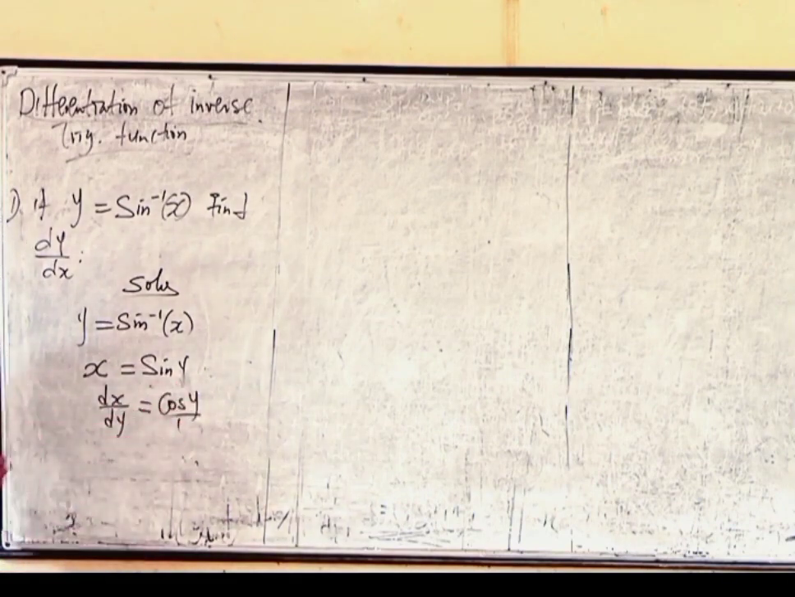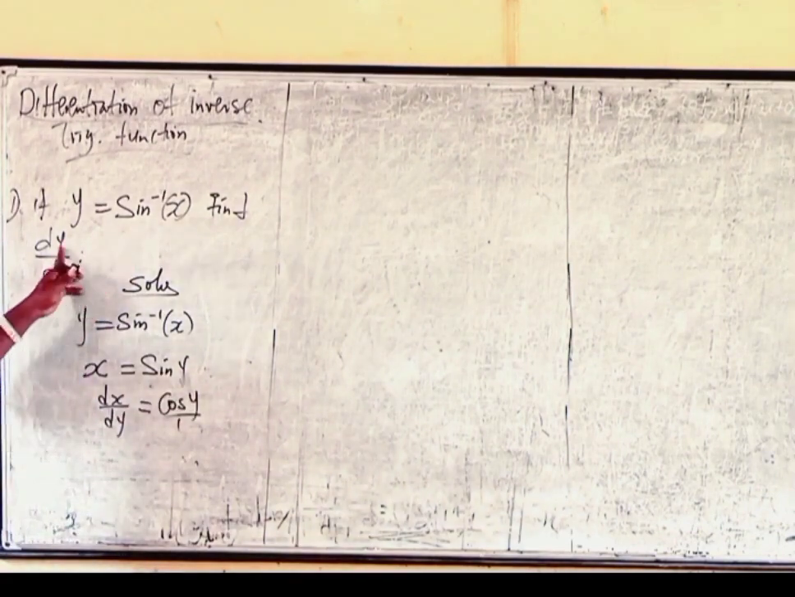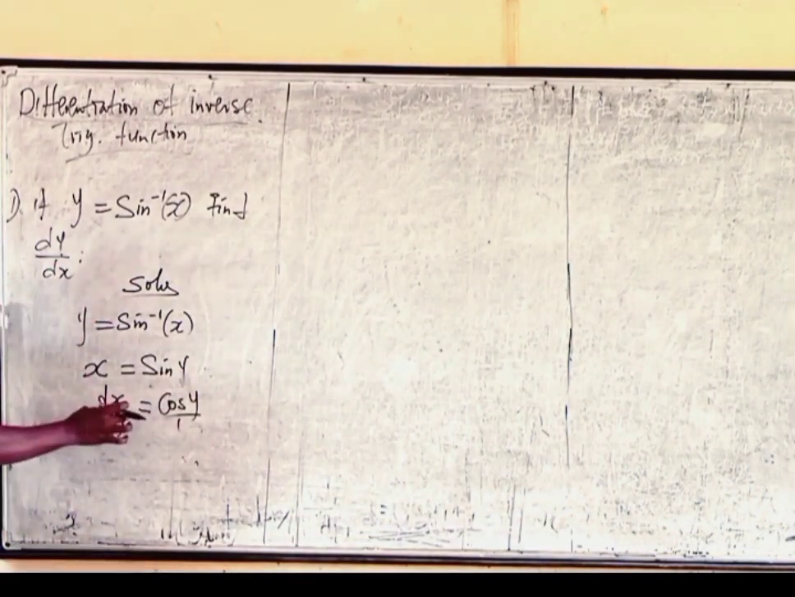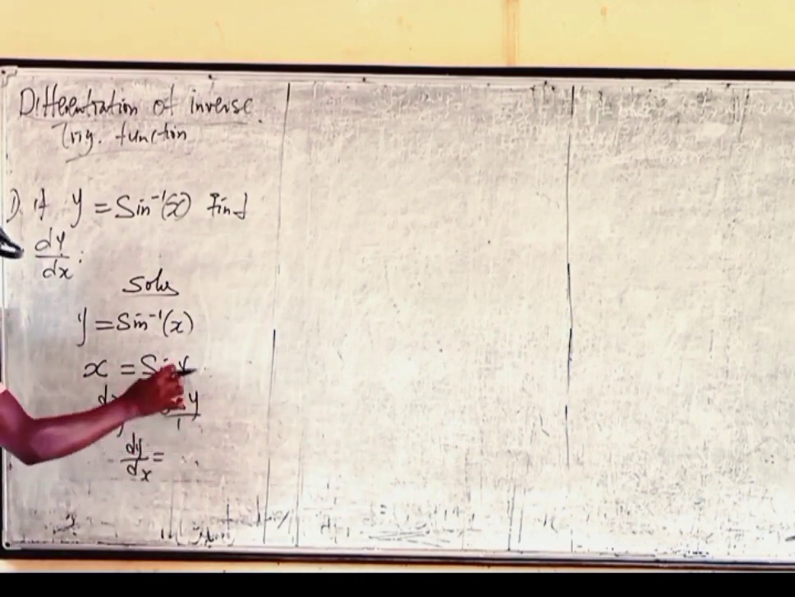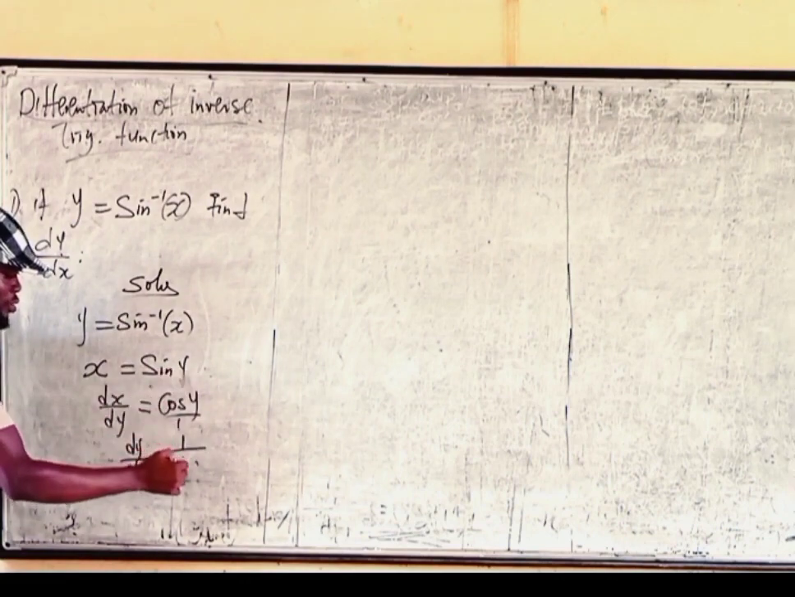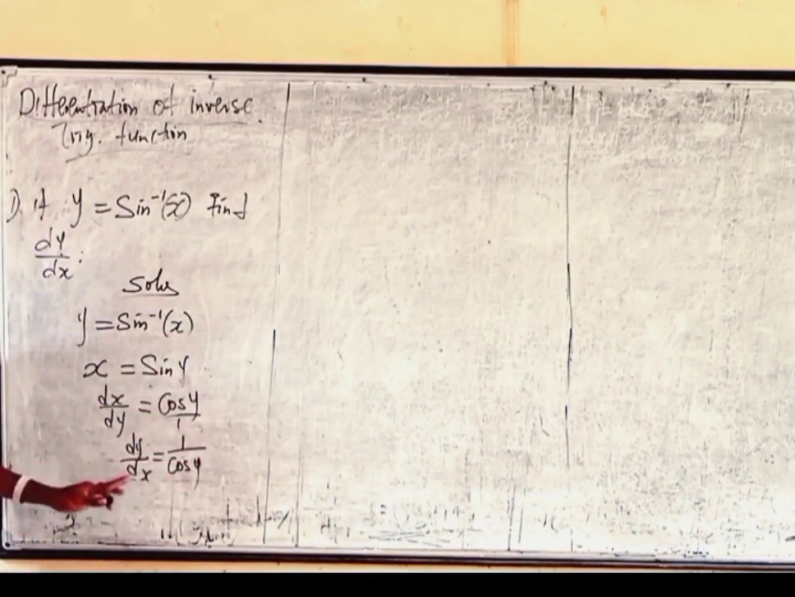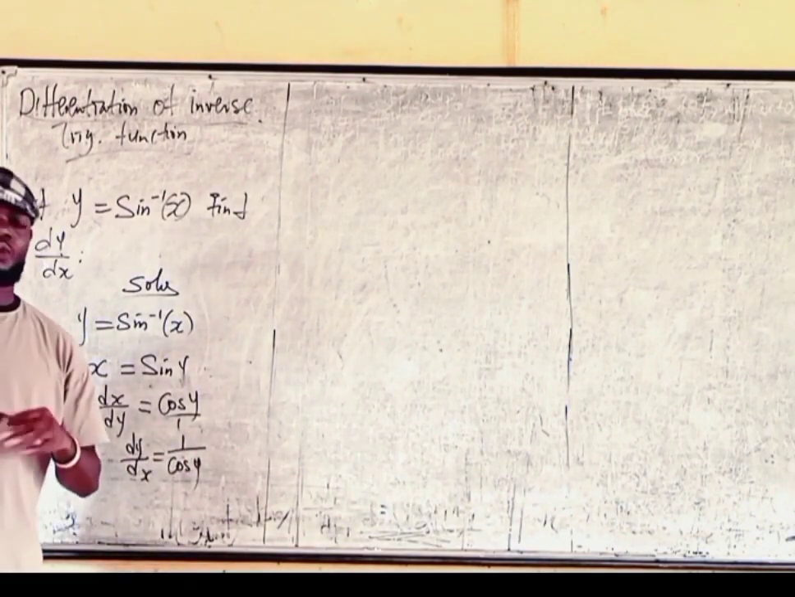Then you can say it's over 1. But we're looking for dy over dx, not dx over dy. So you want to take the reciprocal of both sides: bring dy up and dx down, and bring this 1 up and this cos y down. So dy over dx will be equal to 1 over cos y.